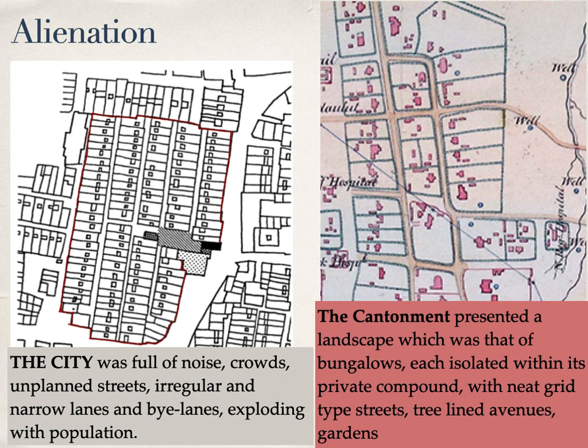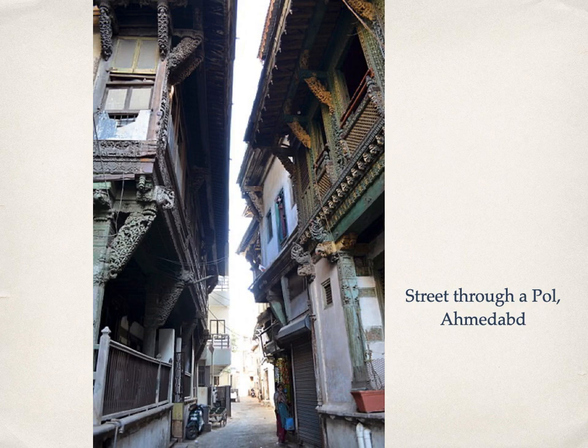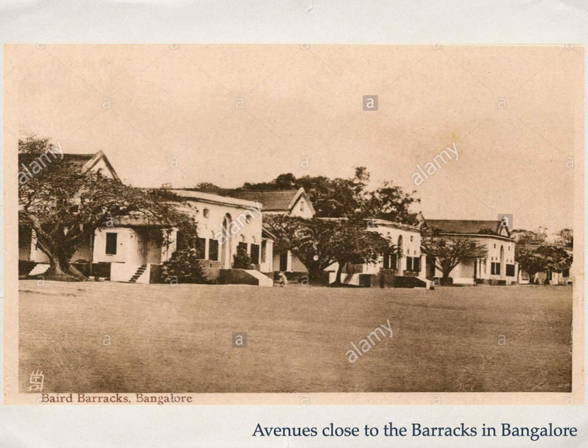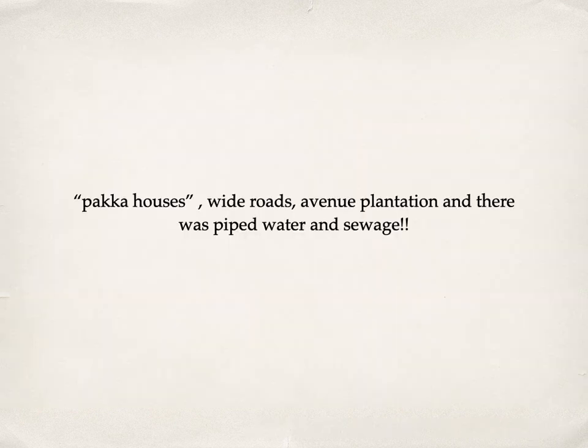While the city was full of noise, crowds, unplanned streets, irregular and narrow lanes and bylanes exploding with population, the cantonment presented a landscape which was that of bungalows, each isolated within its private compound, with neat grid type streets, tree lined avenues, and gardens. While this is the experience of walking through a typical street in a pole, this is the wide avenues of the cantonment. Pakka houses, wide roads, avenue plantation, and there was piped water and sewage. While this was projected as superior, it also served to alienate the natives.